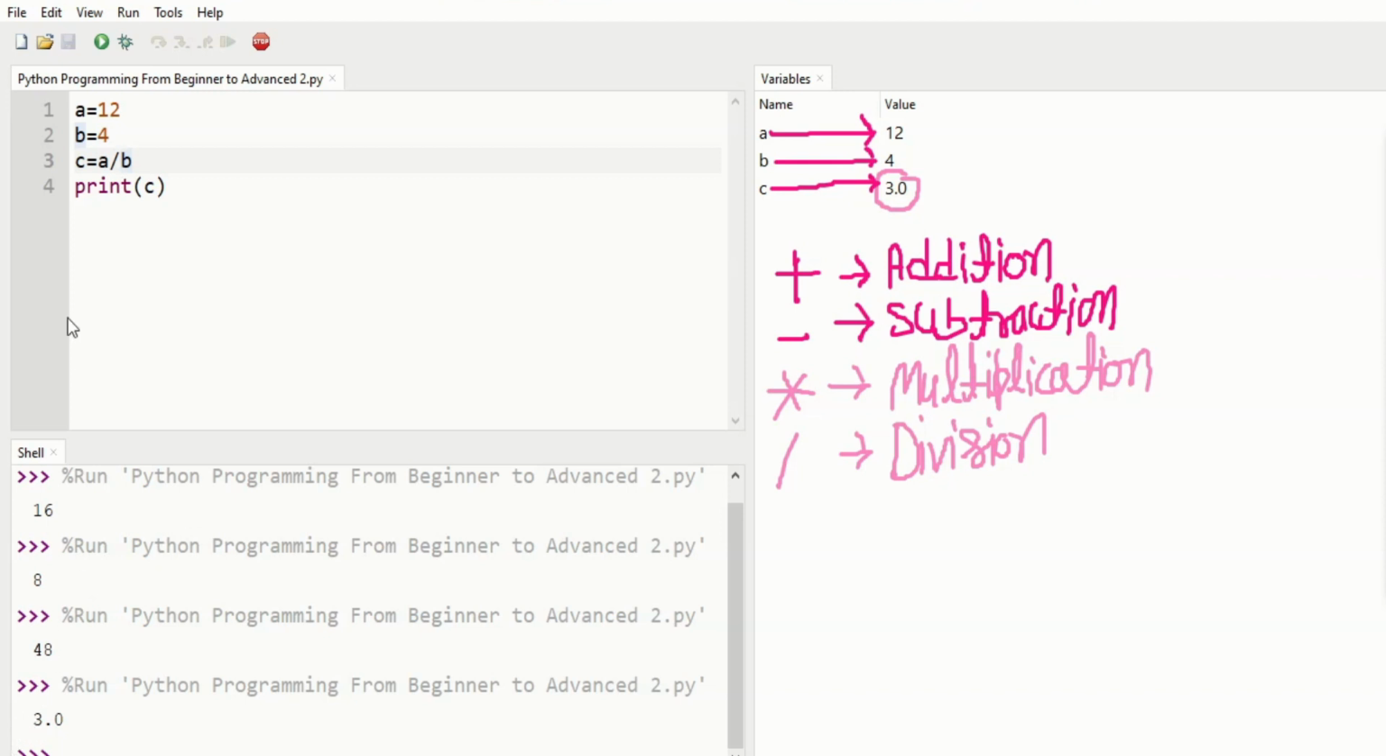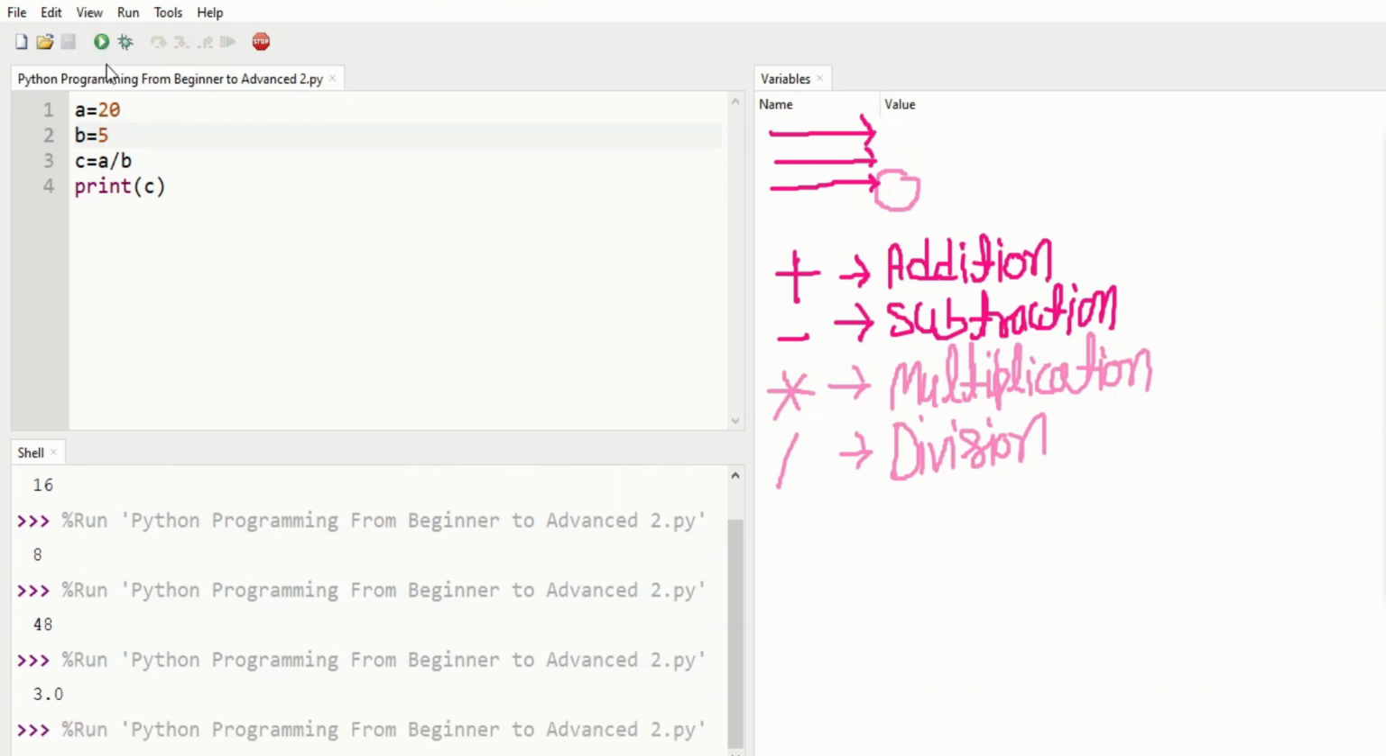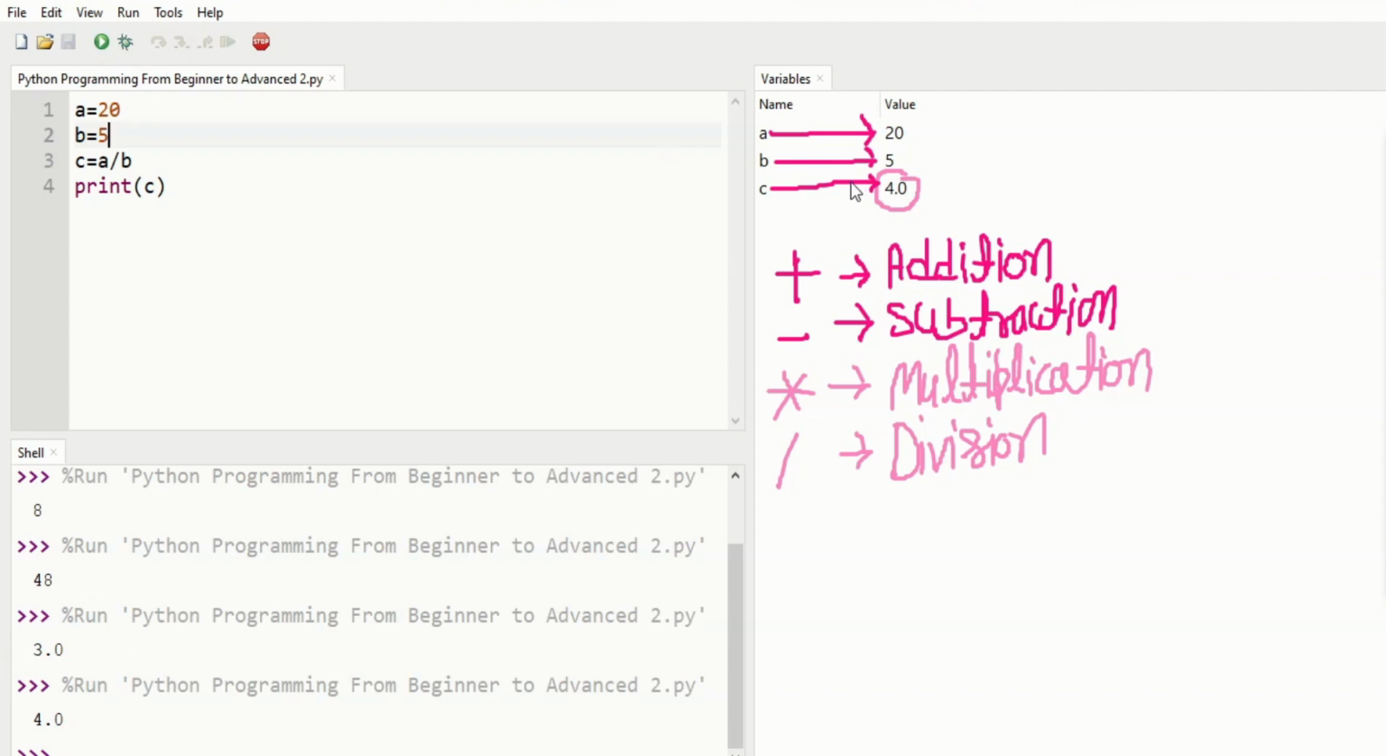Also you can change the numbers here. Instead of 12, a may refer to 20. So I am using 20 here. And here b, I am making it 5. So if 20 is divided by 5, see the output, 4. And here you can also see that a is referring to 20, b is referring to 5 and c is referring to 4.